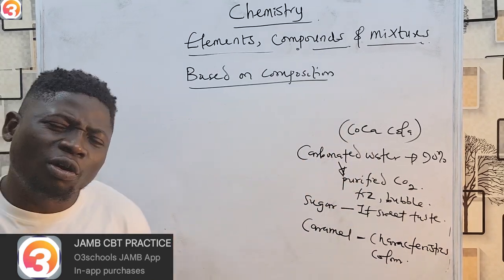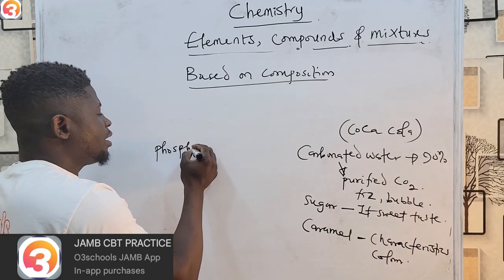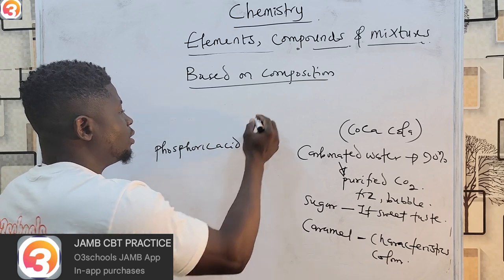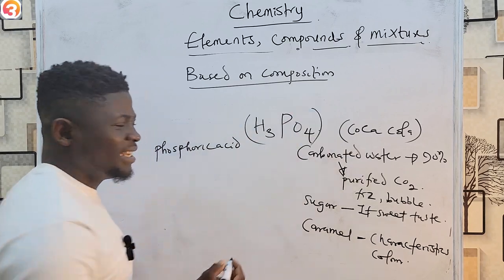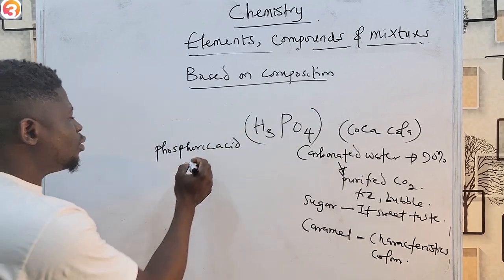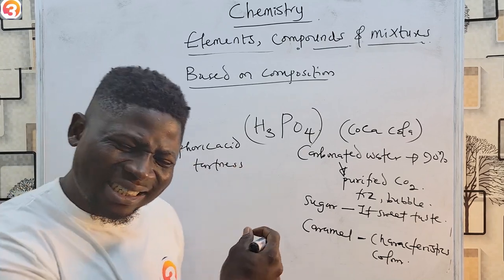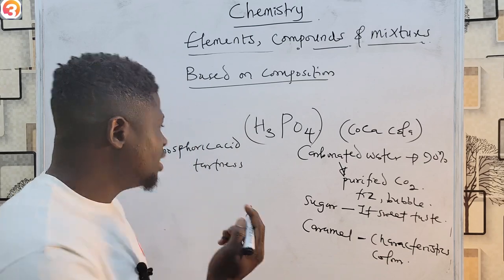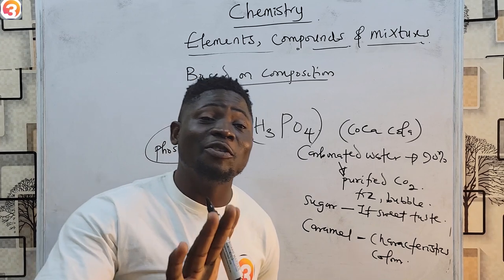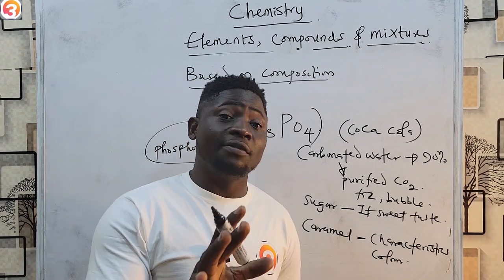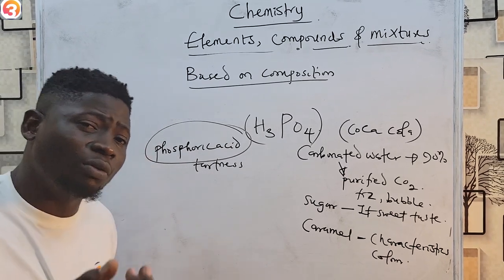Now that we have seen the color, of course, there's also phosphoric acid. Phosphoric acid in Coke is H3PO4. It gives Coke that tartness, that sharp taste you feel in Coke. The phosphoric acid, of course, is safe. Don't say Coke is dangerous. It's very, very safe, and of course it comes in very small amounts.